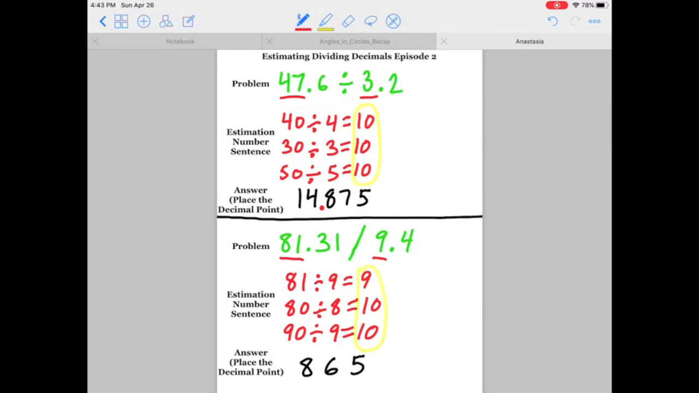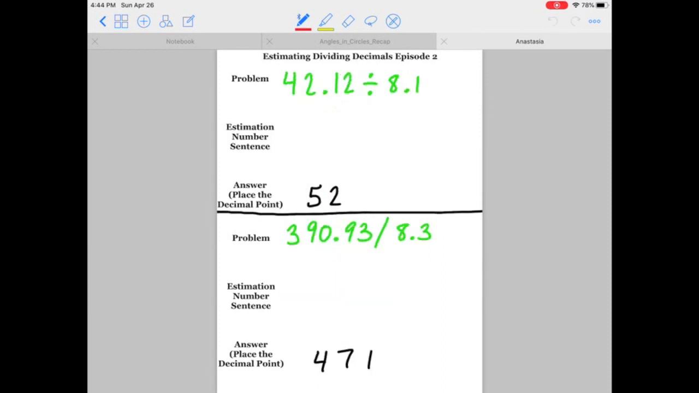So now we have to place the decimal point in the answer. Is the answer going to be 8? Is 8 close to 9 or 10? Is 86 close to 9 or 10? Or is 865 close to 9 or 10? Well, you guys know 8 is close to 9 or 10. So I'm going to put my decimal point there in the answer. So it's going to be 8.65. So 81.31 divided by 9.4, the answer is 8.65. The only reason I know that is because I did these estimates beforehand, which told me the answer was going to be around 9 and 10. Let's go to the next one.